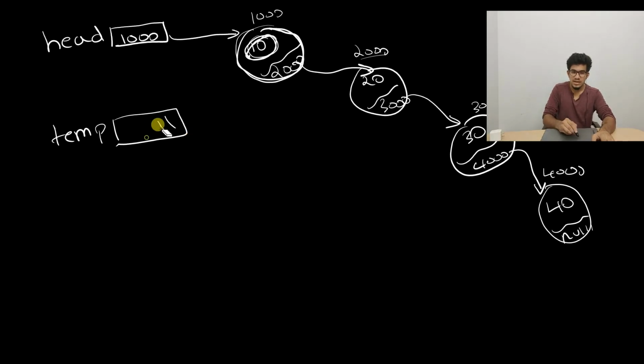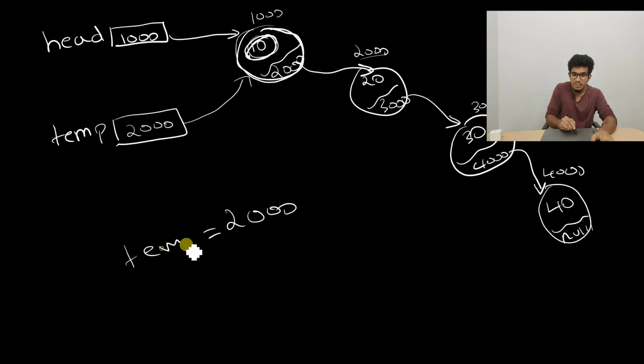Now, initially we know our temp is 1000. 1000 is not equal to null, so print 1000.data. 1000.data is 10. After this is printed, don't you think my temp has to increment? If temp has to increment, in this location 2000 should come, right? Which means 2000 should be stored in temp.